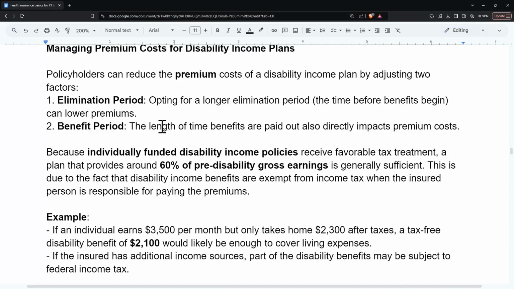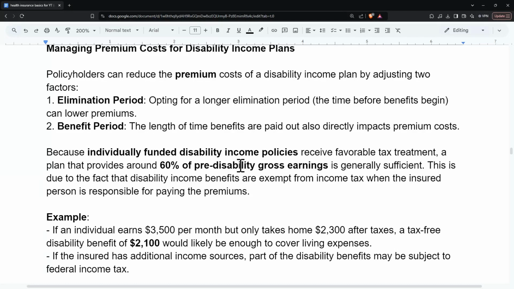And then the benefit period. The length of time benefits are paid out directly impacts premium costs. So if the benefit period is longer, then it's going to cost more. If the benefit period is less, it means they're going to have to pay out those disability benefits for less time, which means the premium will be lower because the insurance company is not liable for as much money.